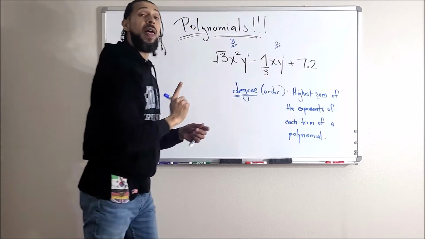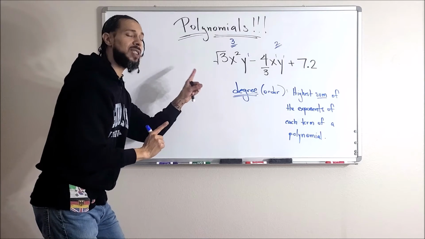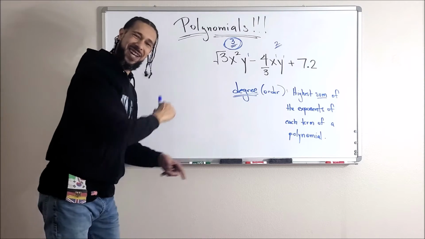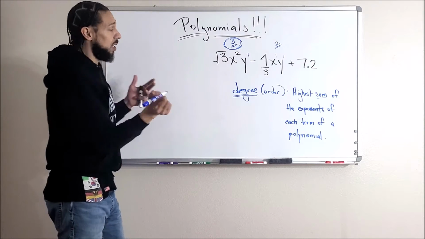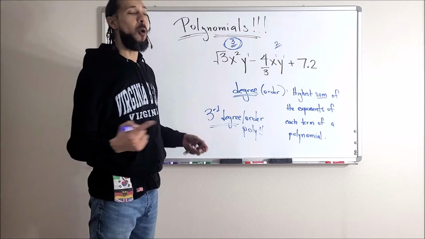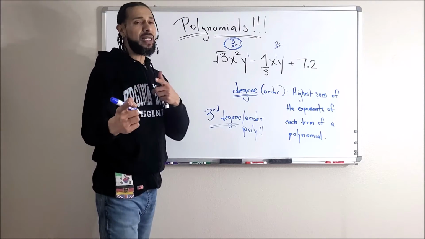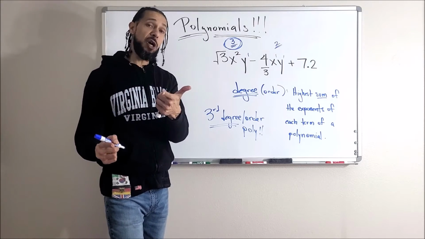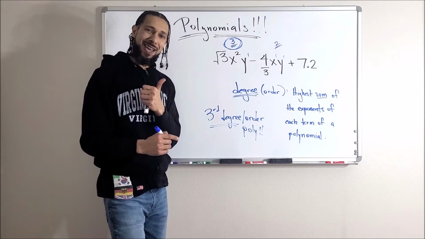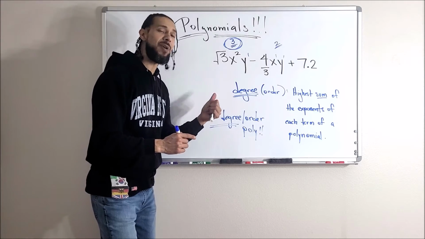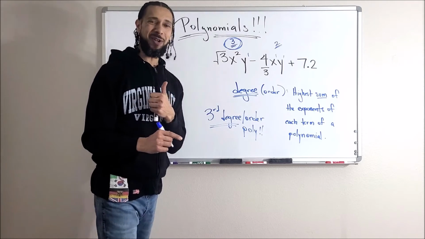Nah. So the highest sum. What's the highest sum here? 3. Exactly right, which makes this a third degree or a third order polynomial. Now, when we get to talking about even and odd polynomials, that's what they're talking about. If it's a third degree, that's an odd number. Let's make this an odd polynomial.